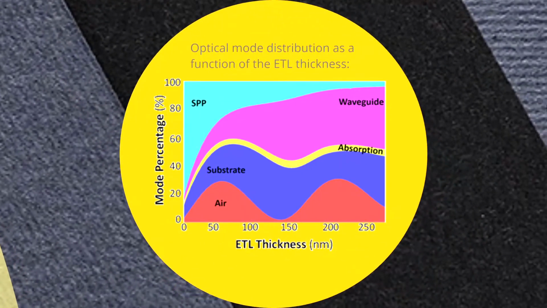We use the finite-difference time-domain method to simulate the electric field distribution of the optical modes in an OLED with a 140 nanometer ETL. The result confirms that the TE waveguide mode is located in the vicinity of the ITO anode. Therefore, having a corrugated ITO anode will allow effective extraction of the TE waveguide mode by diffraction.